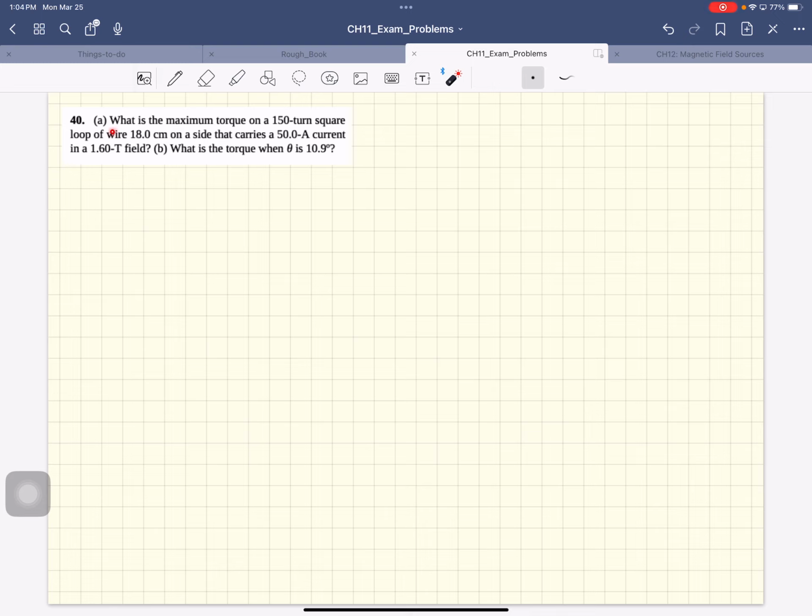All right, this problem says, what is the maximum torque on a 150-turn square loop of wire, 18 centimeters on the side, that carries a 50-amp current in a 1.6 Tesla field? Again, a strong field, and 18 centimeters is roughly half a foot by half a foot square wire.